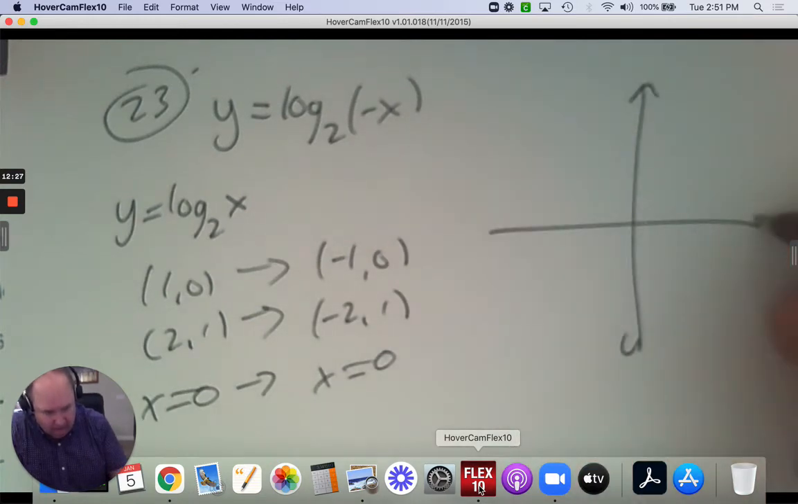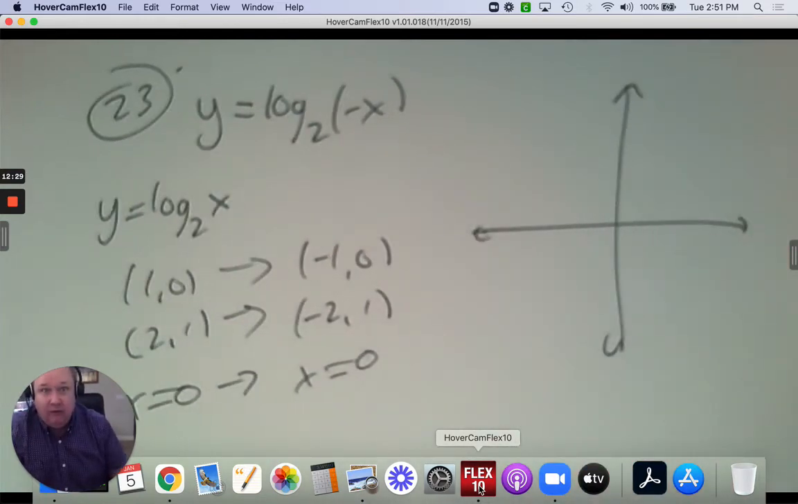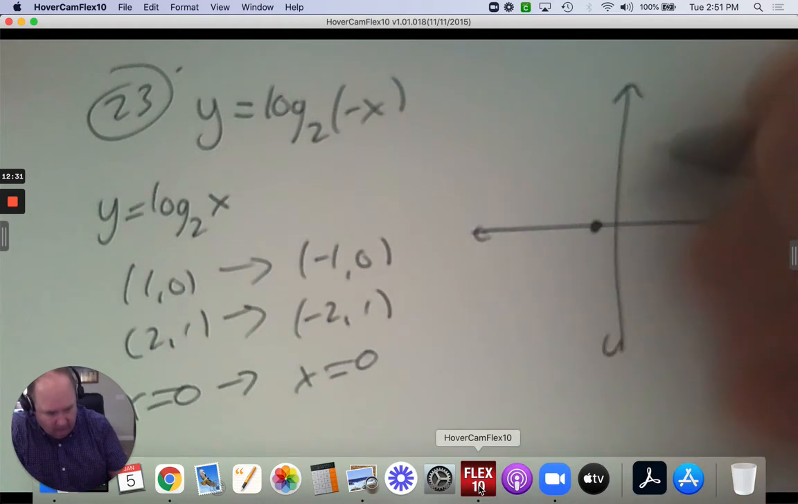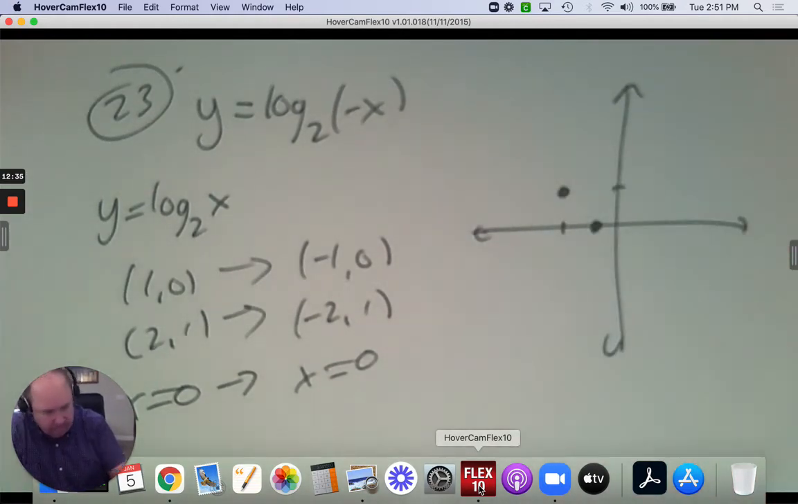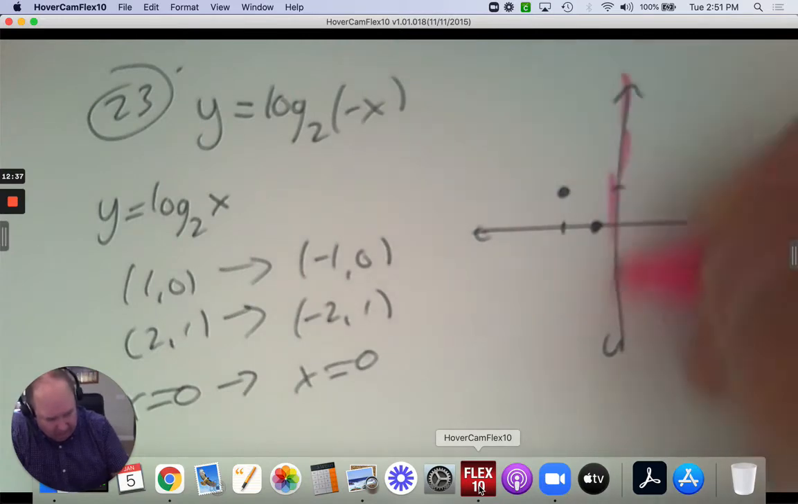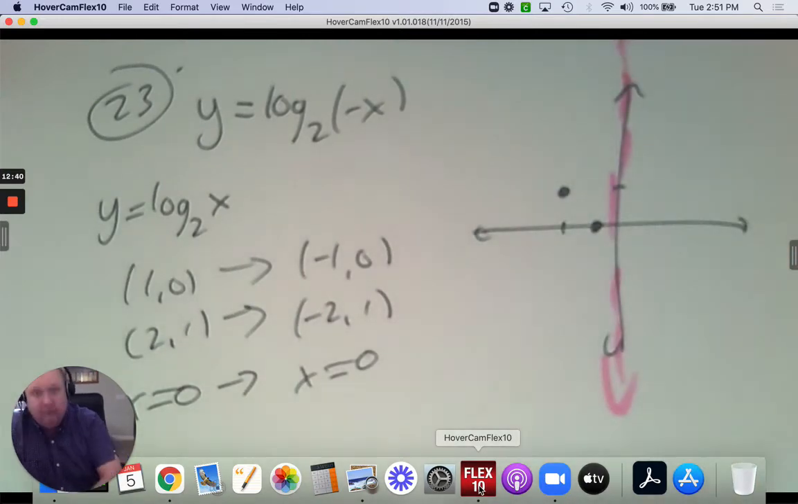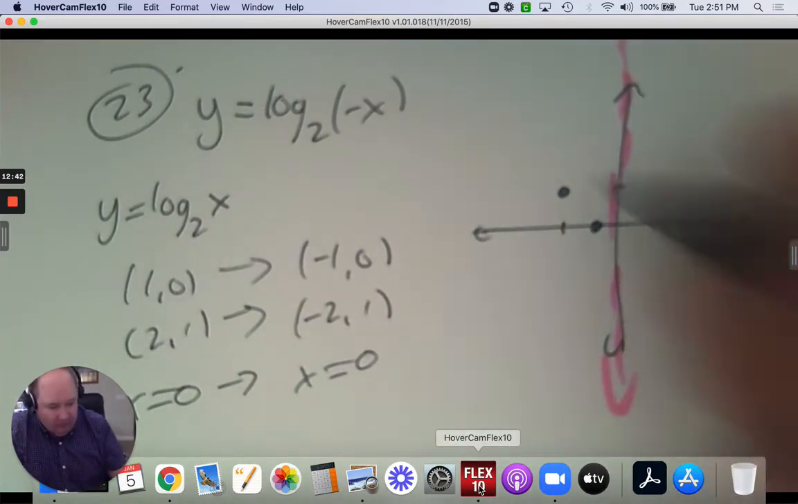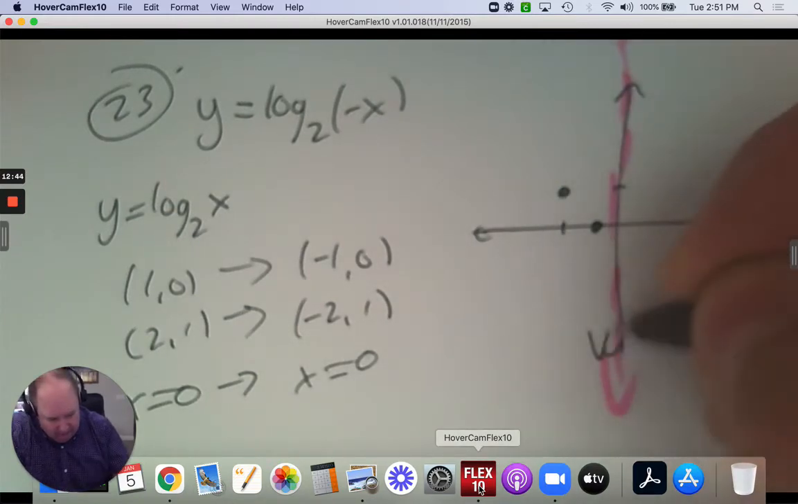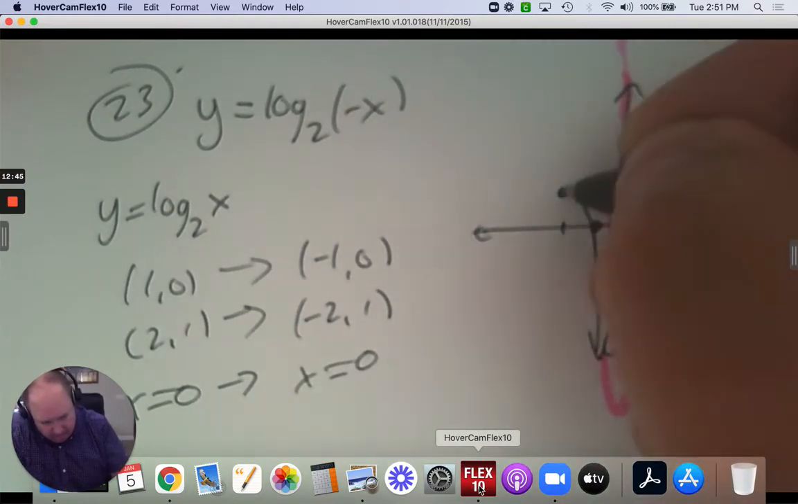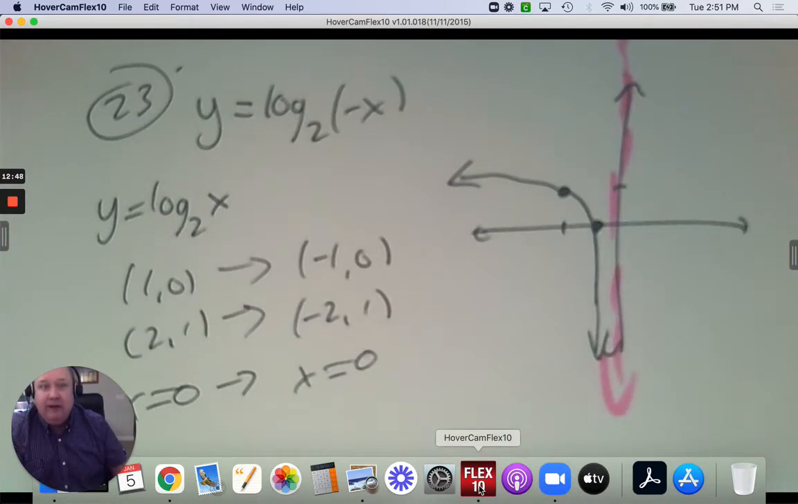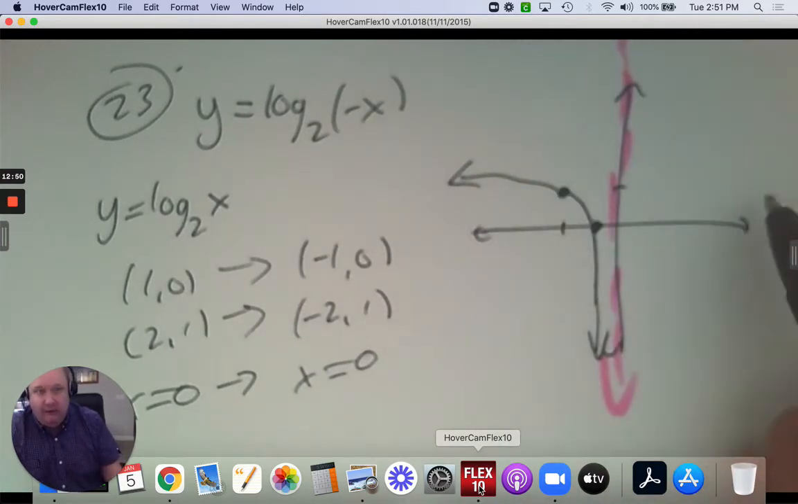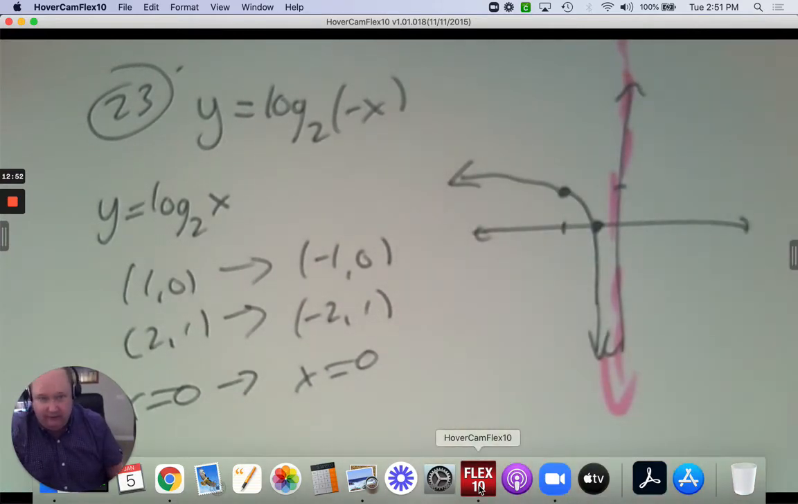So what does that look like if it's a reflection over the y-axis? We have negative 1, 0. We have negative 2, 1. And we have the asymptote at 0. And then what does the curve look like when it's been reflected? That's what the curve looked like that you've reflected. On the right, you've reflected it over to the left.